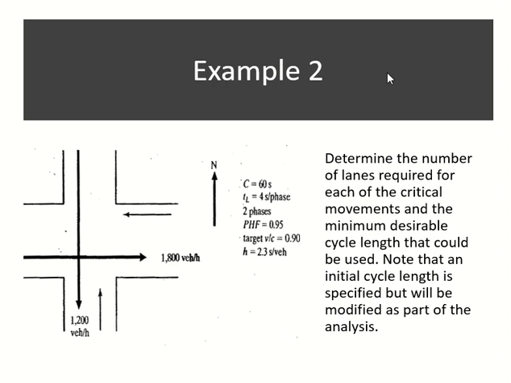We have another example in which now you can see an intersection. The initial data of the intersection is given: the cycle length, the lost time, number of phases. Now you see 2 phases. So earlier I said 2 phases will be very difficult to give. You can see the reason why they can give 2 phases. You look at the movements. How many movements are shown?